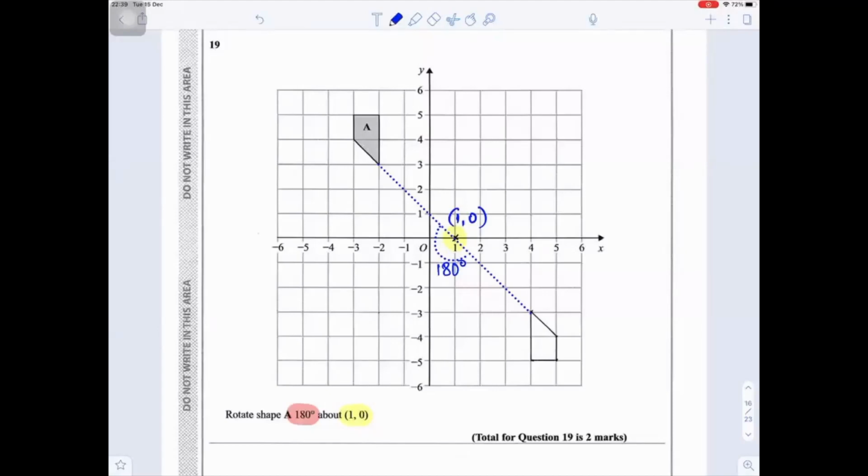Question number 19. Rotate shape A 180 degrees about center O. So you will need a tracing paper.